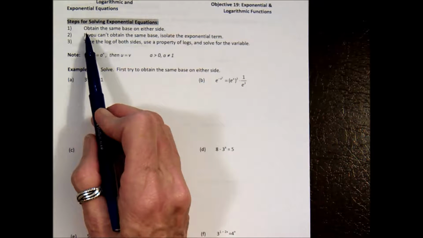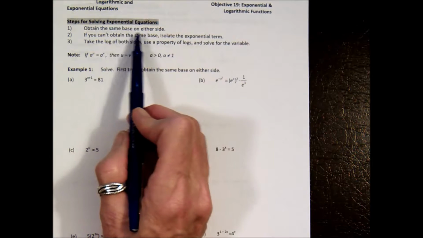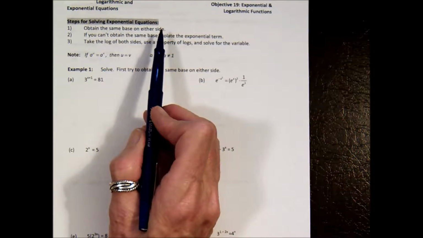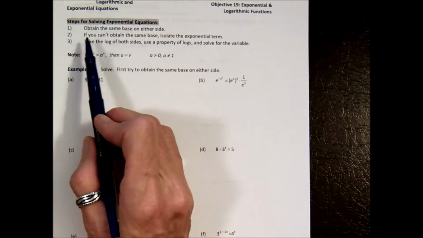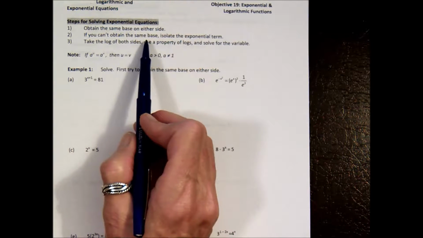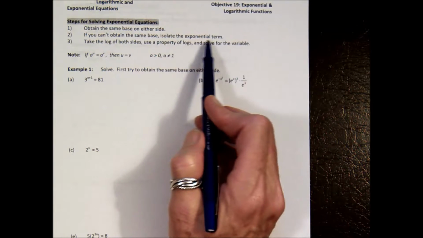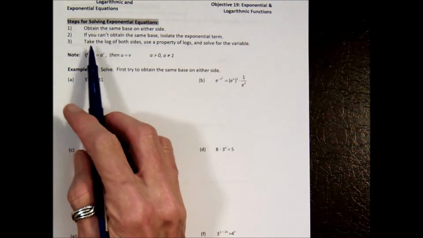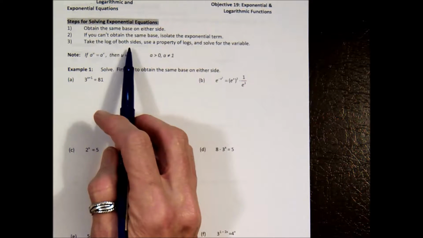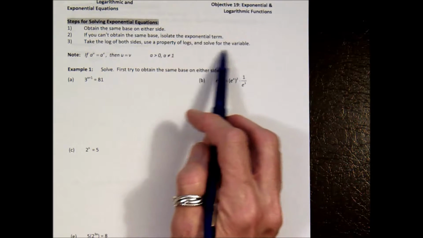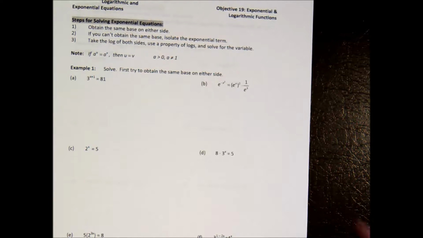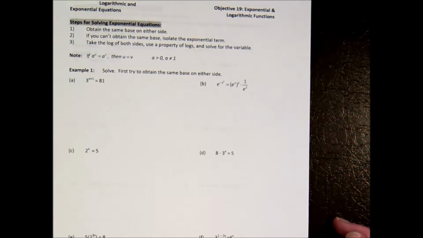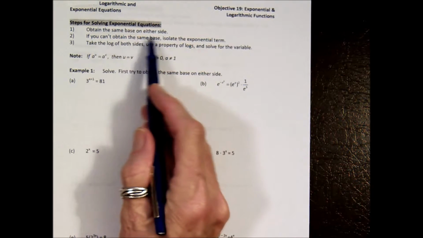First, if you can, you want to obtain the same base on either side. And we've actually done some like that, and I'm going to show you another one. If you can't obtain the same base, isolate the term that is exponential. I'll show you what that means in a minute. And then take the log or ln of both sides, use a property of logs, and solve for the variable. All right, we're going to begin with one where we can obtain the same base on either side.